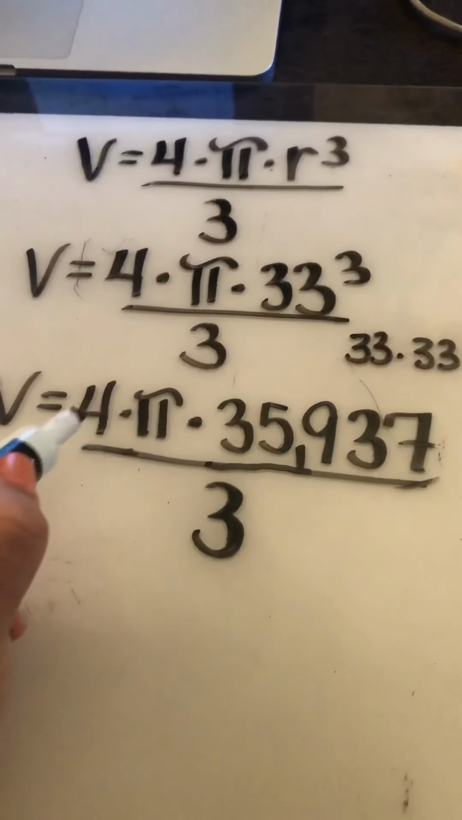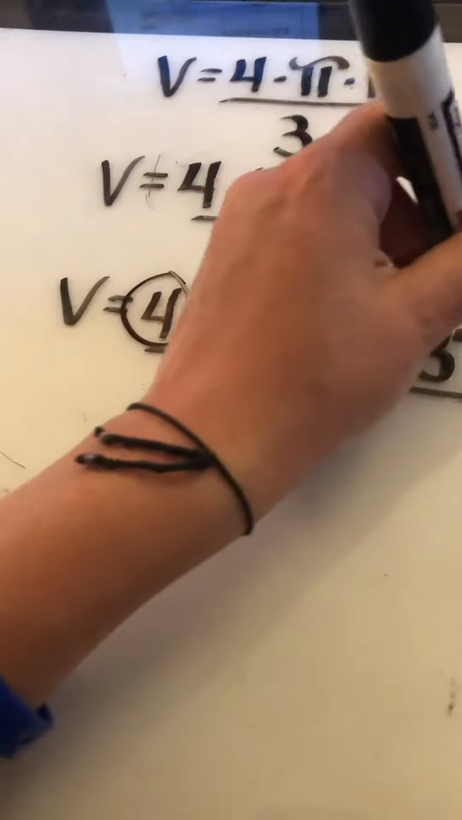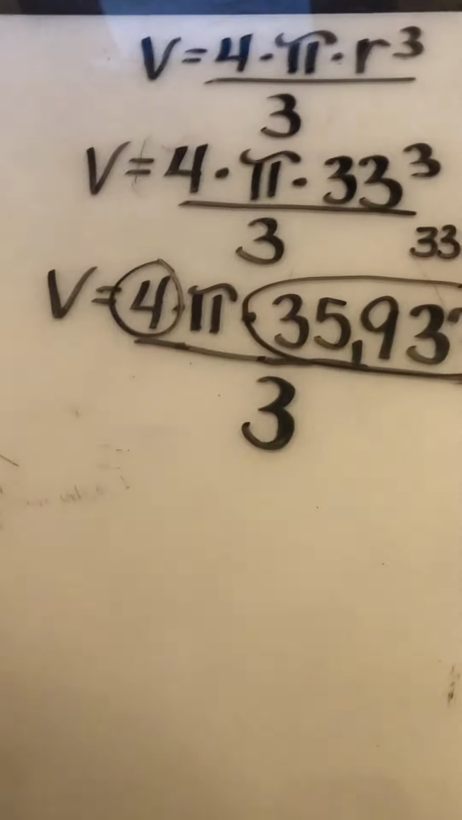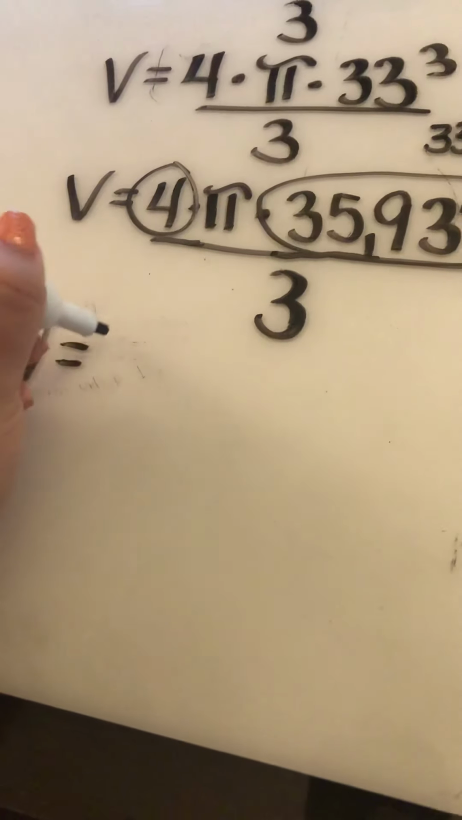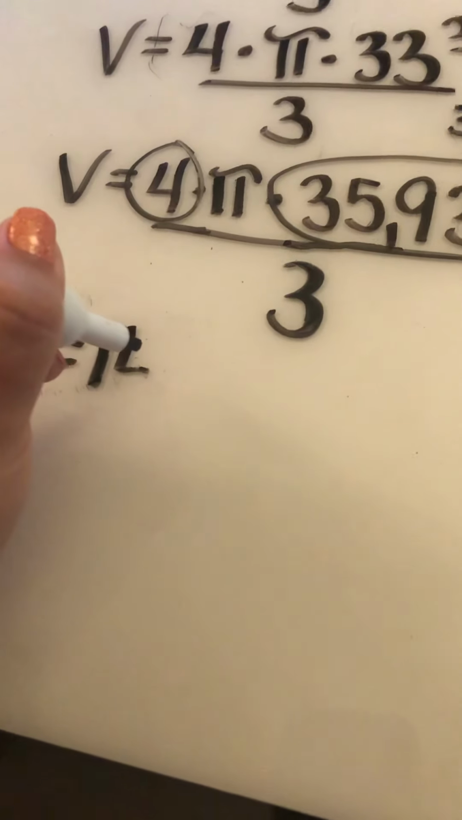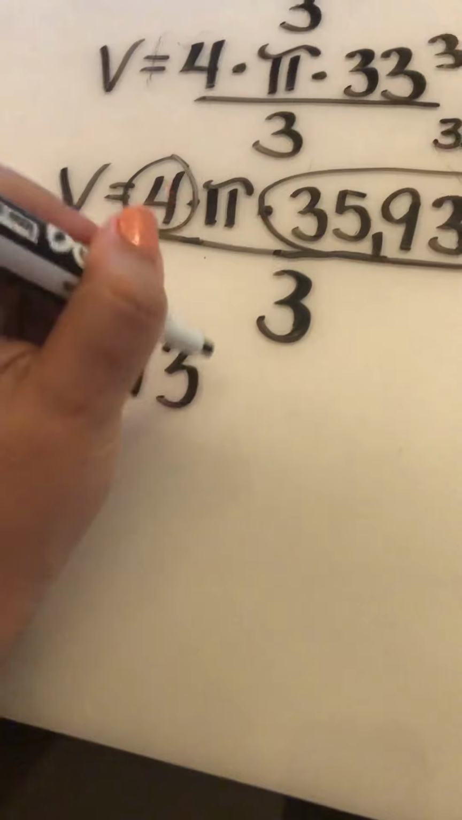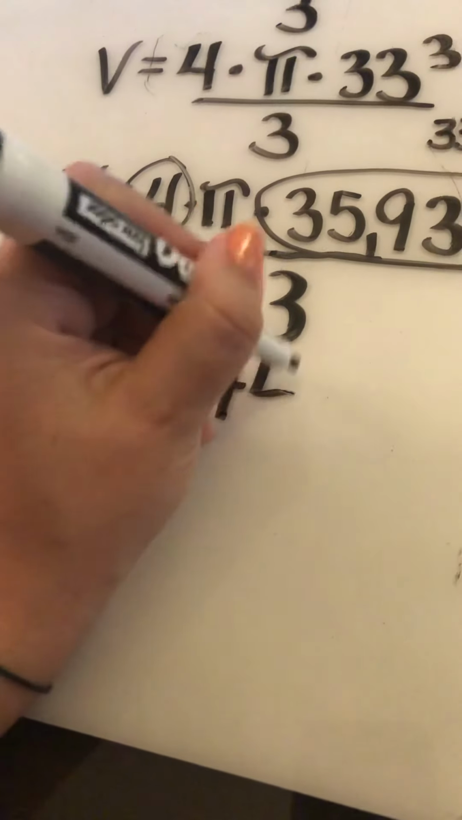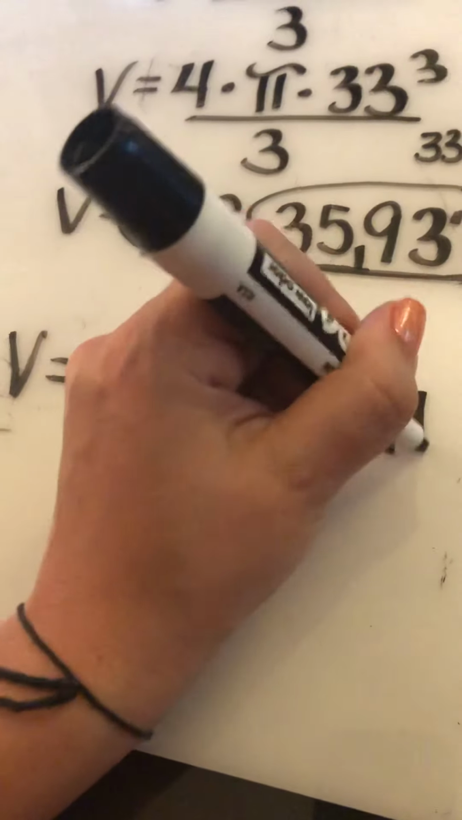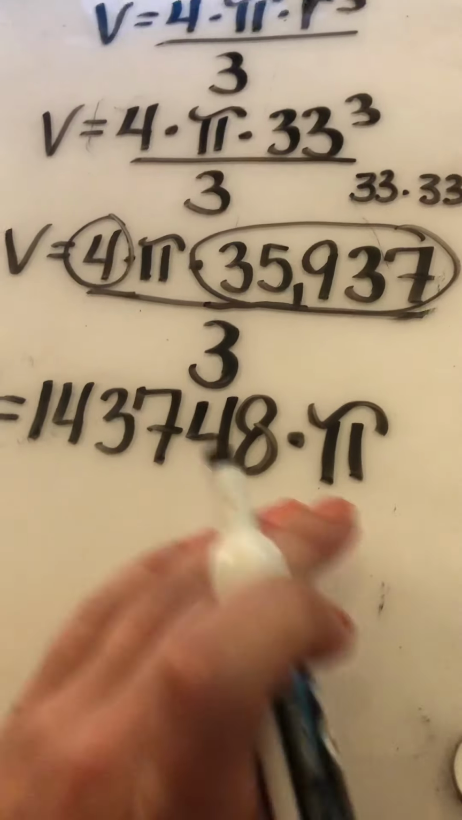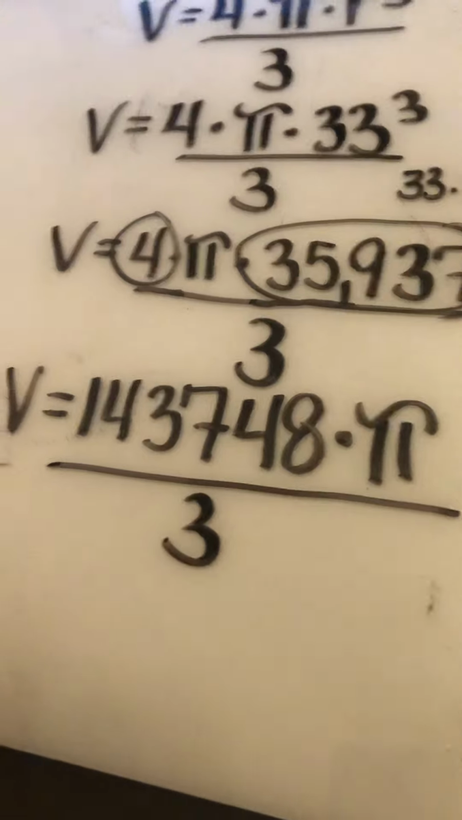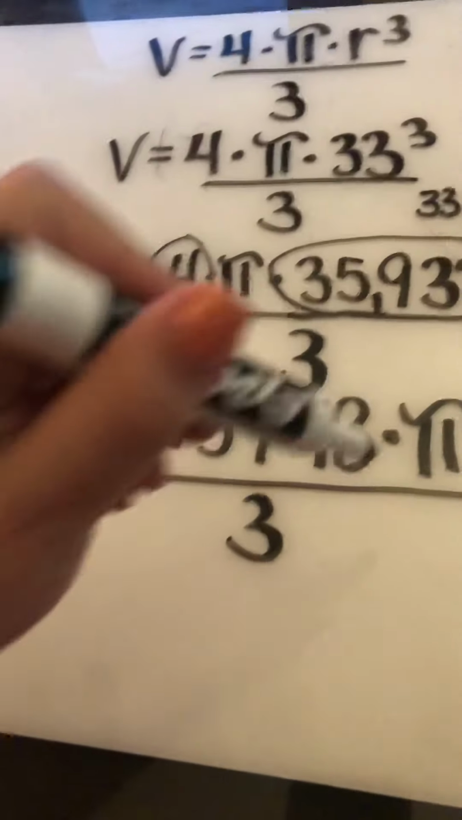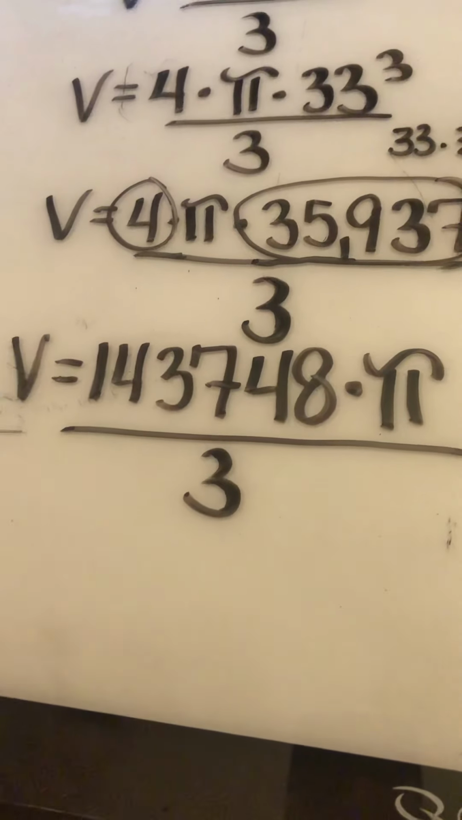So you're going to now do 4 times 35,937, okay? And that product will give us 143,748 times pi. That's still there. We didn't multiply it. We just left it to the side, over 3. Okay, so now what you do is you take your fraction. Again, we're just pretending like pi is not there, and we stick it on after until the end.